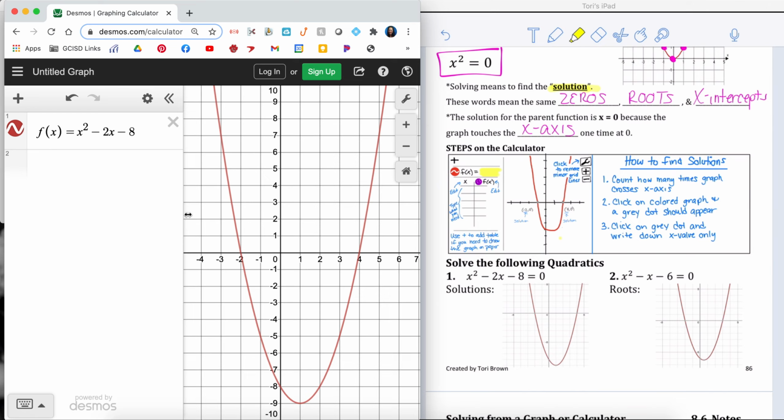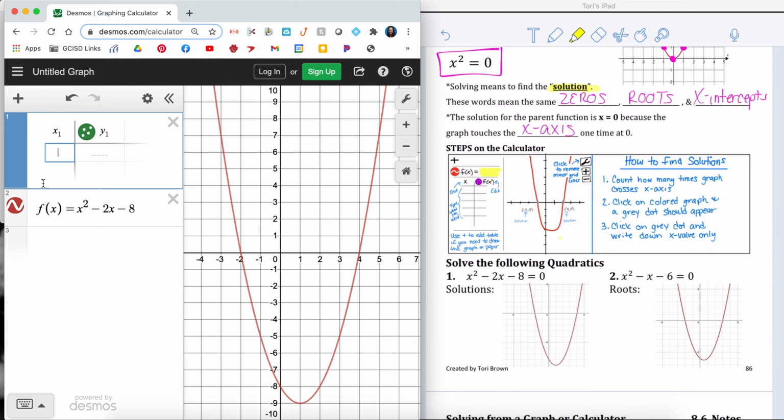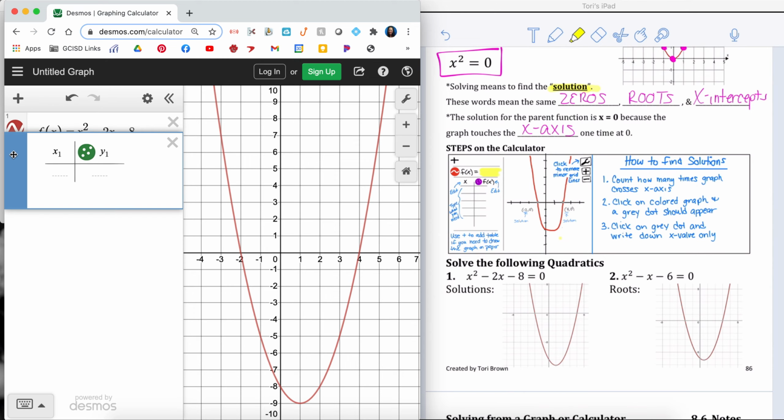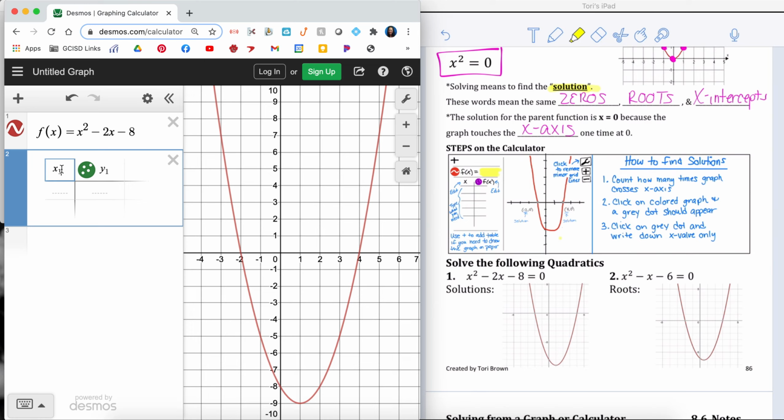If I was ever going to need to get a table to make my own graph on paper, I would hit this little plus sign, choose table, and I would edit this to make it say x, regular x, not x1. And I would make this say f of x. That way it will use the equation that I just typed in, okay? The colors may be different, but it's still going to be the same thing. I would have to edit these, and then you can type in whatever numbers you want.